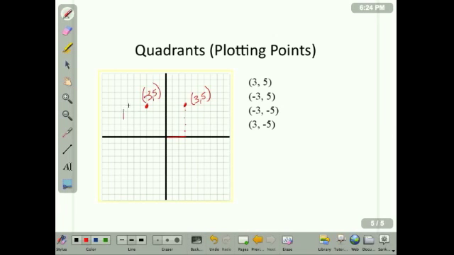This would be in the second quadrant. This is the first quadrant. Negative 3, negative 5. I'm going to start at my origin. I go to the left 3, and then I go down 5. Plot my point, and there I am in the third quadrant. And then finally, to find 3, negative 5, I go to the right 3, down 5, and label my points.